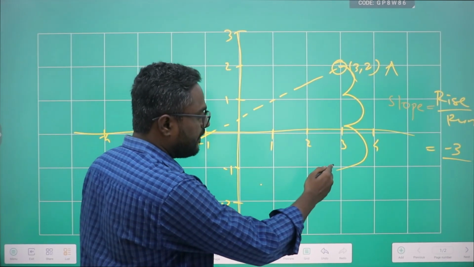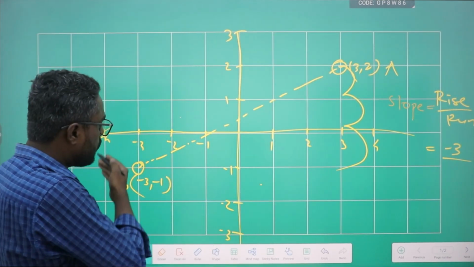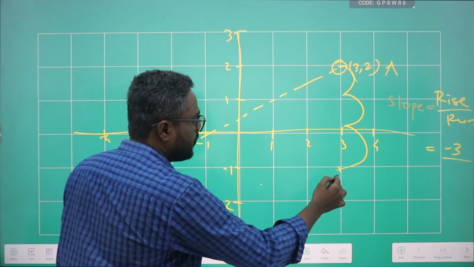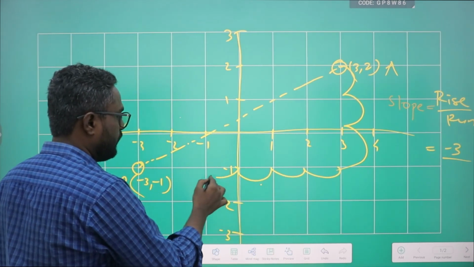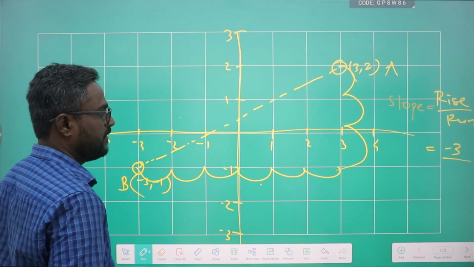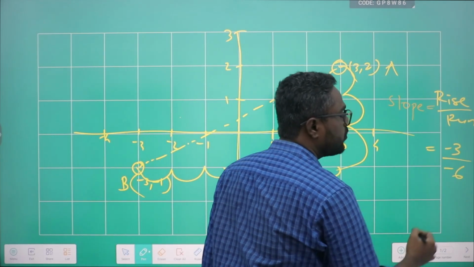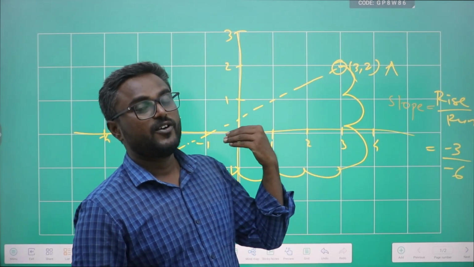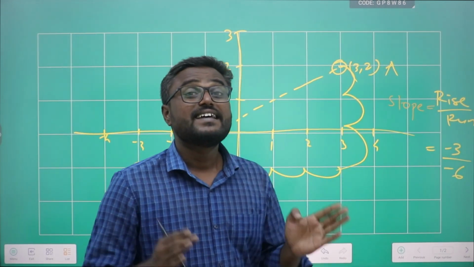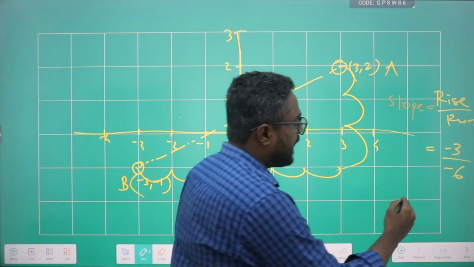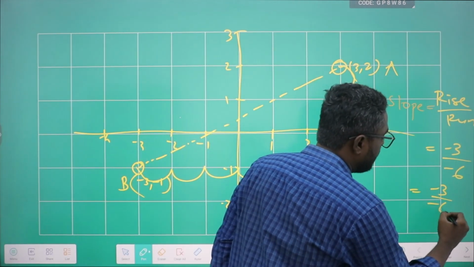Now let me take, how many units do we need to go back in order to reach the point B? 1, 2, 3, 4, 5, 6. So again we had to go towards the left hand side. So what did we do? We took it as negative. So the answer is nothing but negative 3 over negative 6.